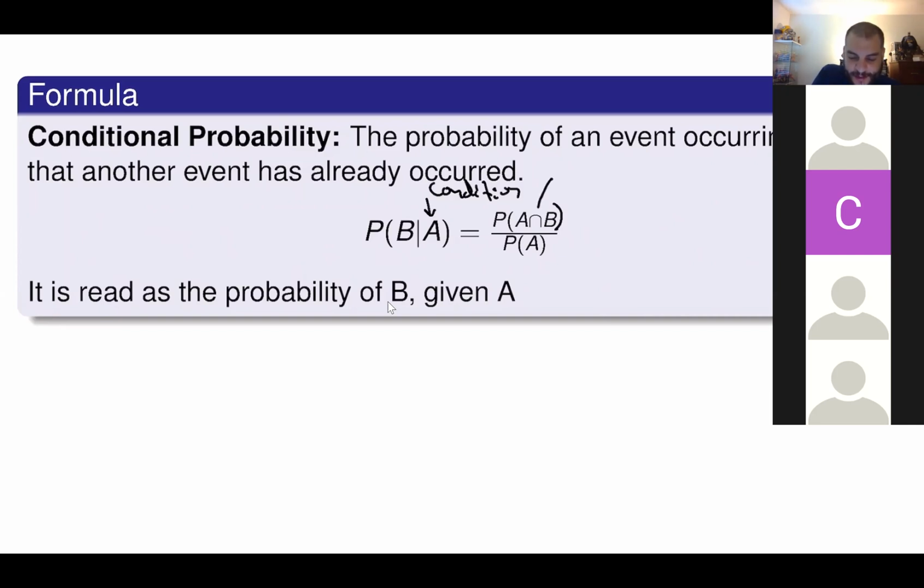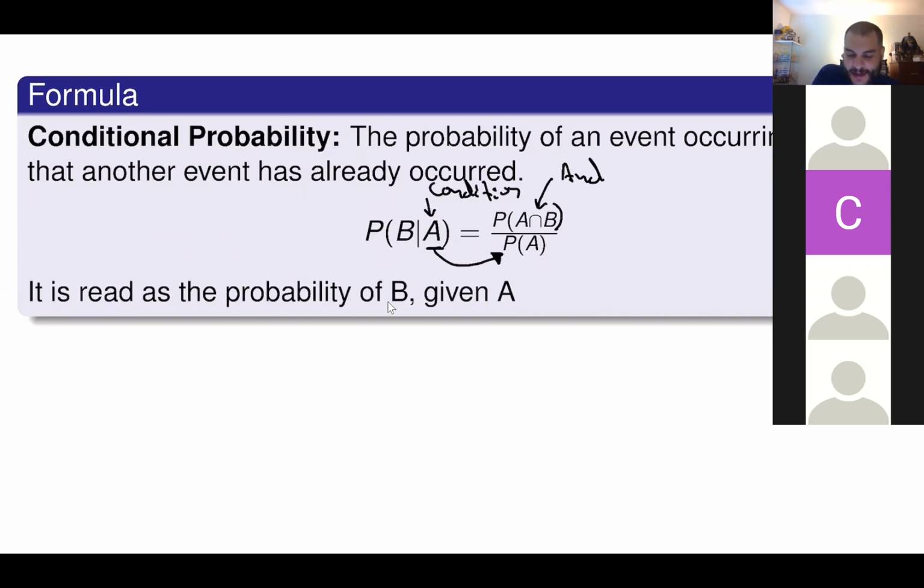The way that we find the conditional probability is this formula. If you look at the symbol right here, this means and. We have to find the probability of A and B, and then divide it by the probability of A. You always divide by the probability of the condition. Whatever the condition is, that's what you divide by.